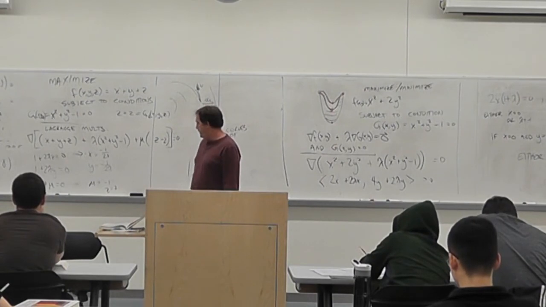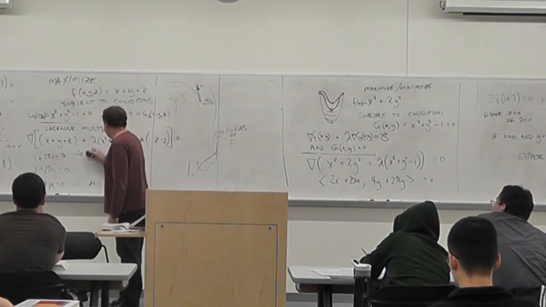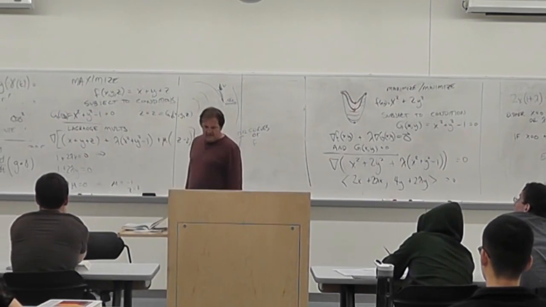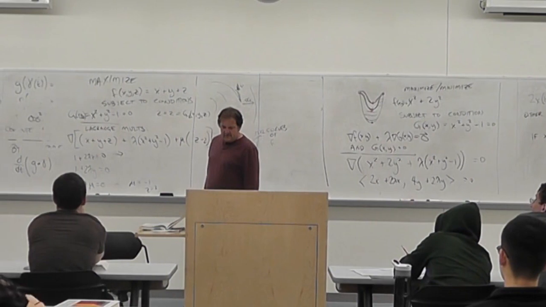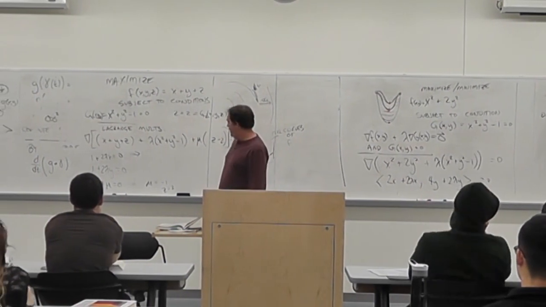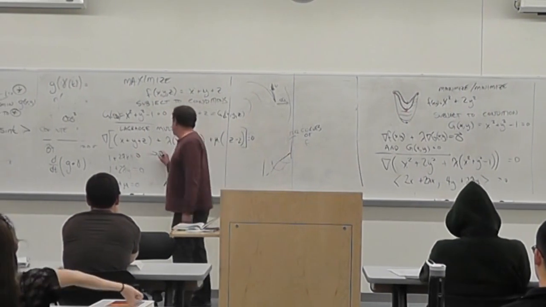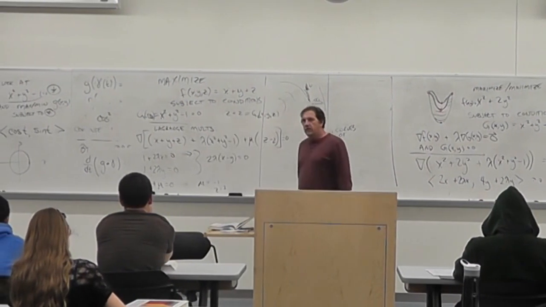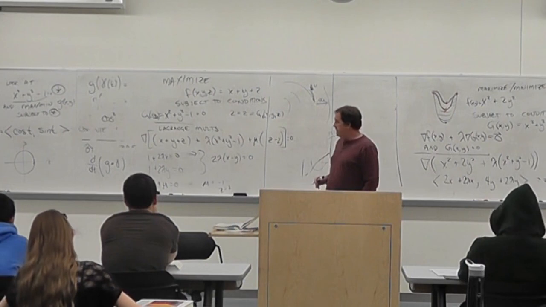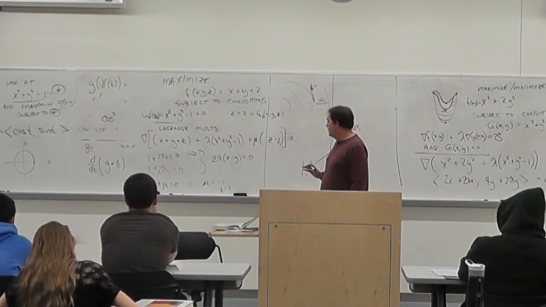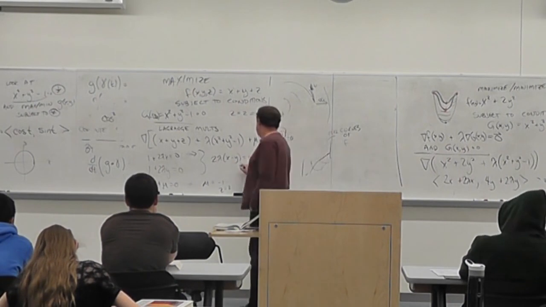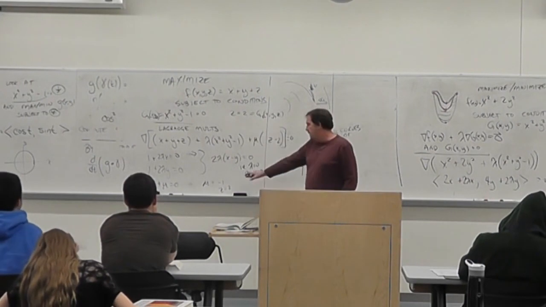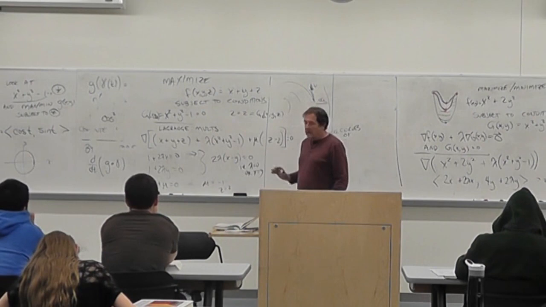Wait a minute, what did I do wrong here? Somewhere I lost a minus sign. So if I subtract this minus this, this tells me that 2 lambda times x minus y is 0. Right? And mu doesn't matter. So this tells me that either lambda is 0 or x is y. And mu is minus 1, which falls out of this, and z is 2, so we're kind of done.